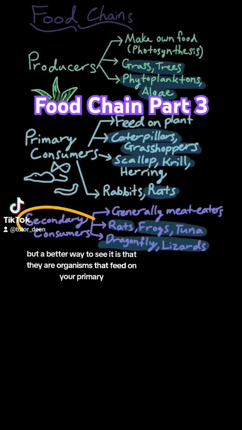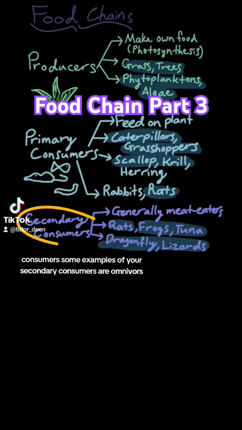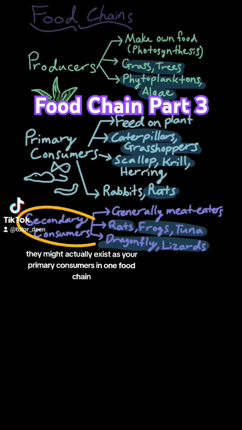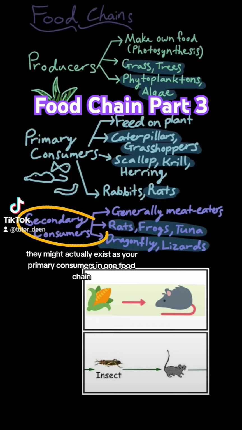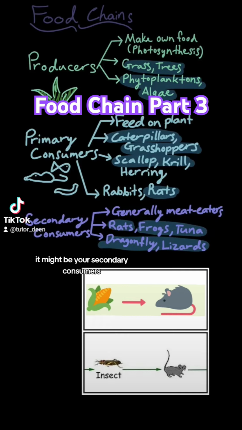But a better way to see it is that they are organisms that feed on your primary consumers. Some examples of your secondary consumers are omnivores. So they might actually exist as your primary consumers in one food chain where they feed on your producers, but in another food chain, they might be your secondary consumers as they are feeding on your primary consumers instead.